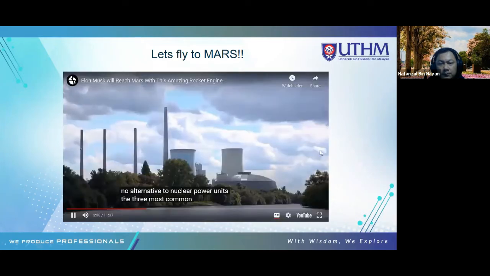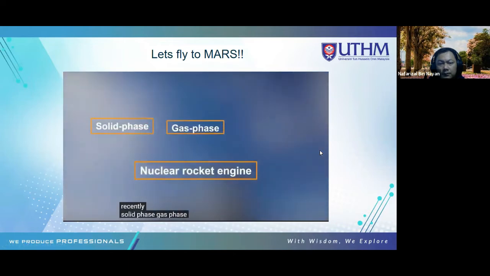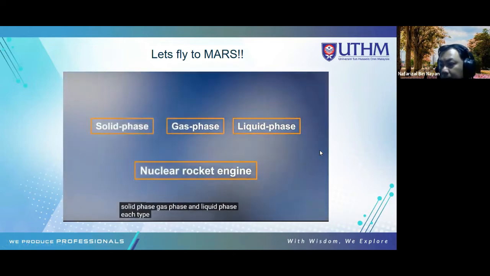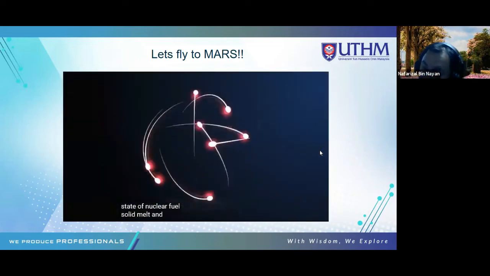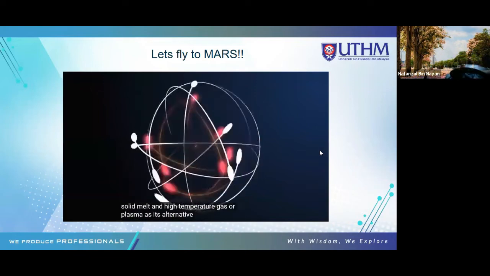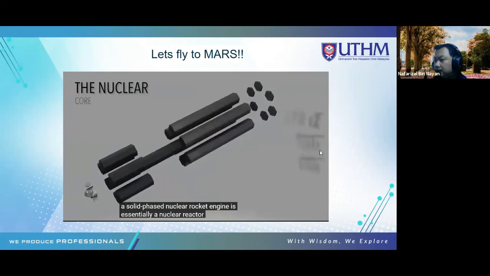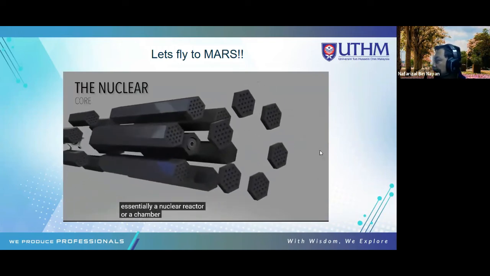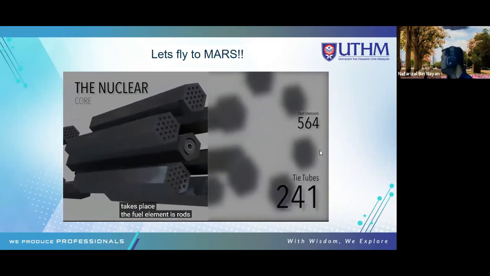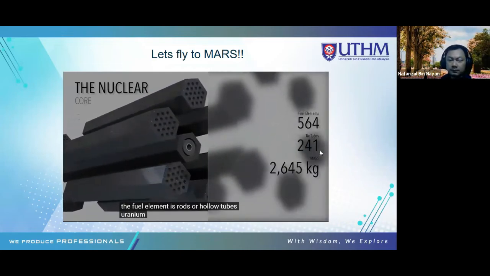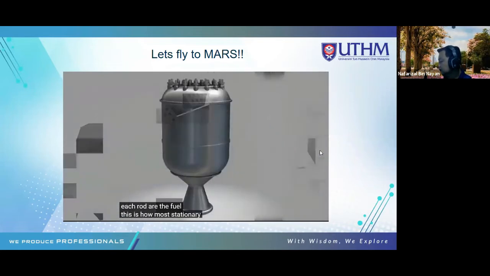The 3 most common concepts of a nuclear rocket engine were known until recently: solid phase, gas phase, and liquid phase. Each type corresponds to the aggregate state of nuclear fuel: solid, melt, and high-temperature gas or plasma as its alternative. A solid-phase nuclear rocket engine is essentially a nuclear reactor, or a chamber where a nuclear reaction takes place. The fuel element is rods or hollow tubes. Uranium dioxide pellets sealed inside each rod are the fuel. This is how most stationary nuclear reactors work.